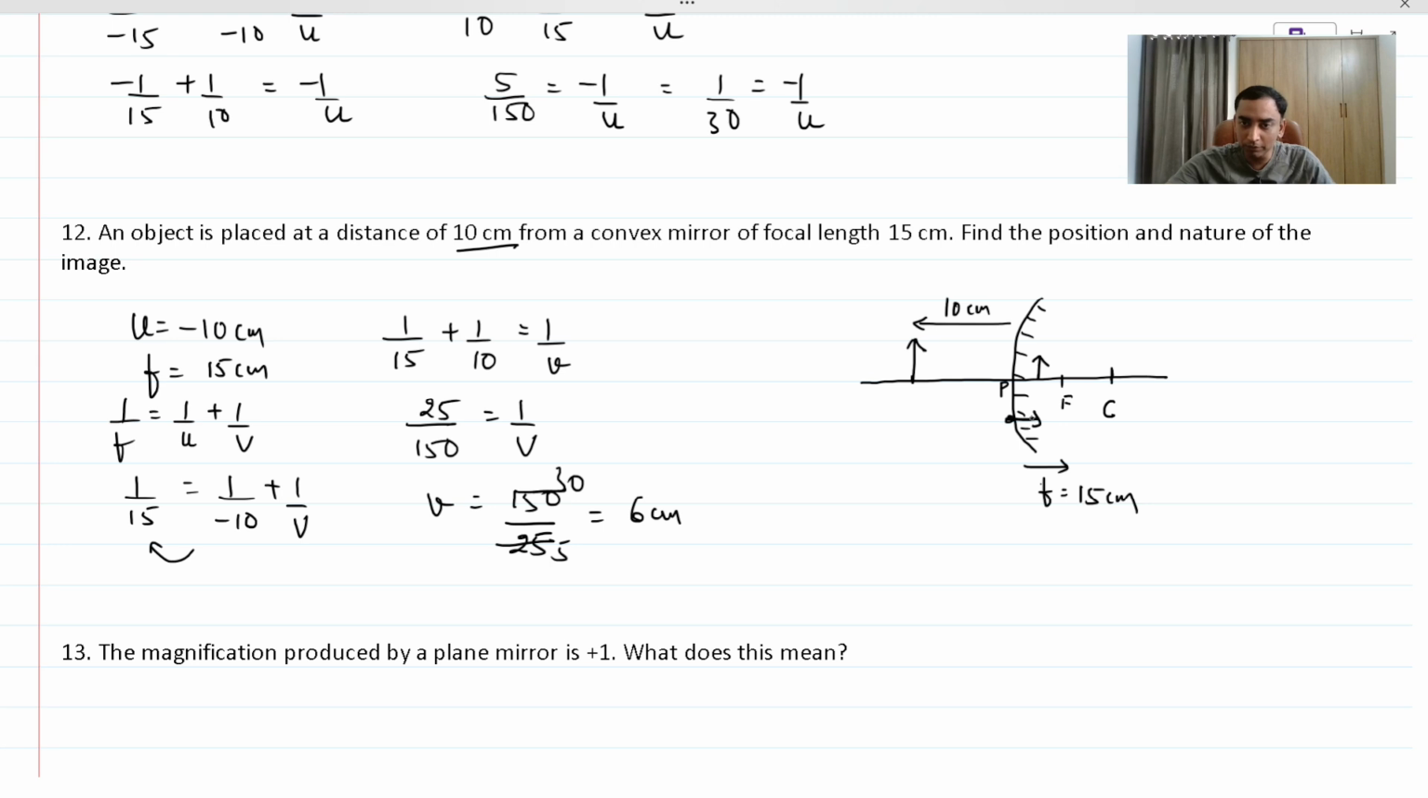And from P to the image, the distance is 6 centimeters. That is the image distance, right? So this is how the things happen. Okay.